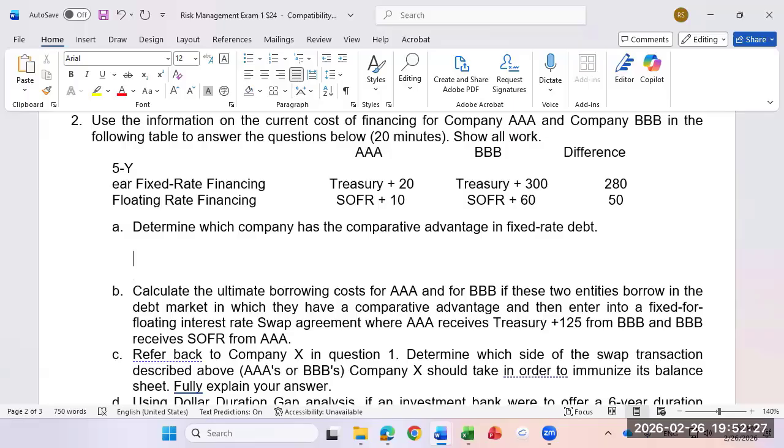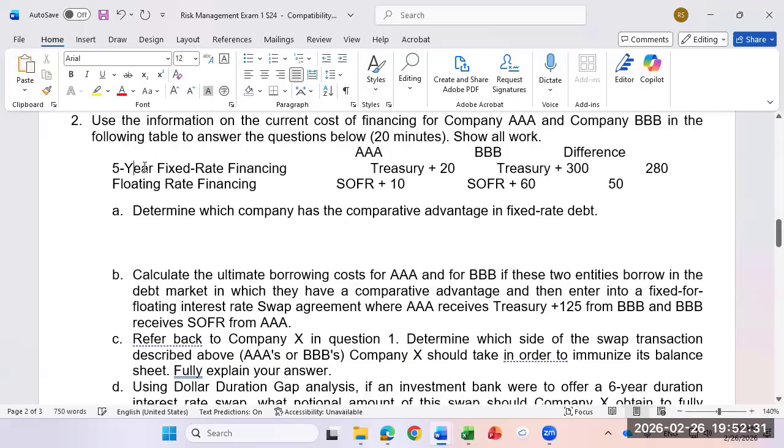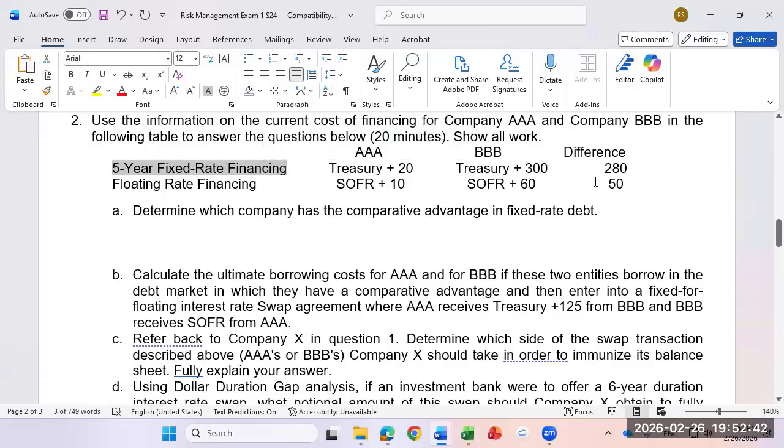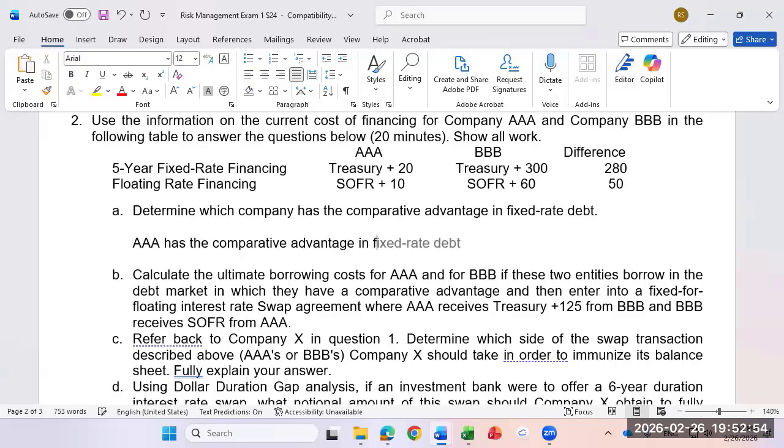But who has the comparative advantage in fixed rate debt? All you've got to do is see where the number is bigger. Wherever the number is bigger, that's where AAA has the advantage. Where's the number bigger? Almost always going to be on fixed rate. Wherever the number is smaller, that's where BBB has the advantage. This is asking who has the advantage on fixed rate. AAA has the comparative advantage in fixed rate.